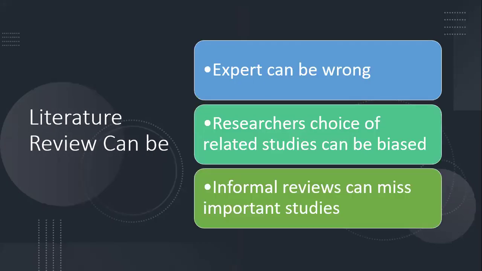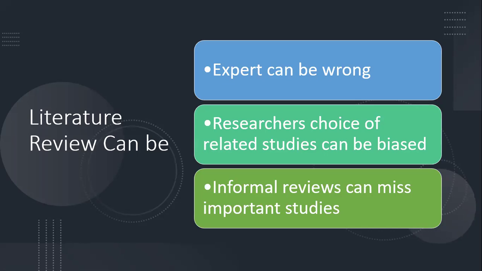And when you are going for any literature review apart from the systematic literature review, the experts can be wrong, because we can't tell that it is an expert review, because they are going for only 5 or 6 years maximum. They will go for 6 years of review. They don't know what exactly happened in the beginning. If you know from the beginning itself, you can know what the current trend is, and how the changes in the field have occurred. And researchers' choice of related studies can be biased.